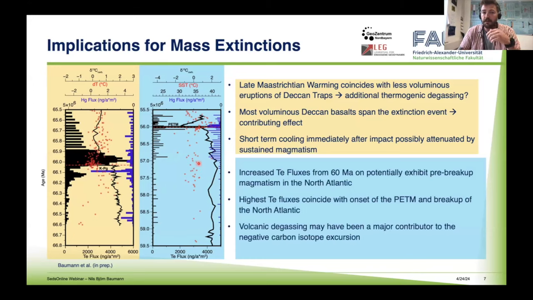For the North Atlantic igneous province, as I said, we see main fluxes during the breakup phase, which is really interesting, but this also coincides with the carbon isotope excursion, the main negative part of it, which tells us that volcanic degassing should have played a major contribution to this disturbing of the global carbon cycle.